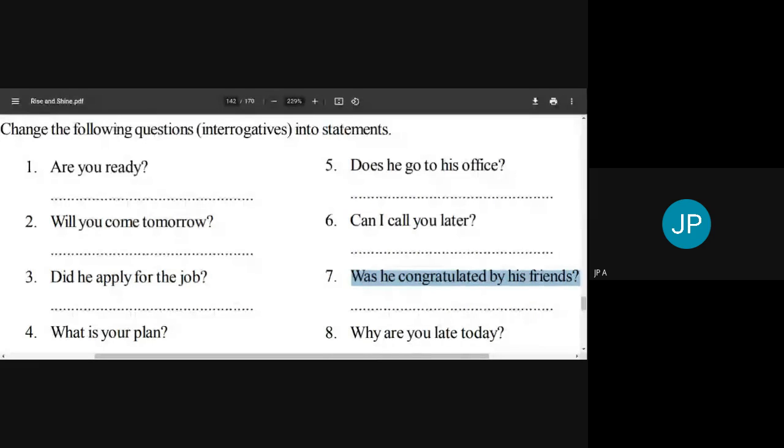Okay, next one, you just need to change the word order. You don't have to remove anything. You just remove the question mark and change the word order and you will have a proper sentence. Yes, Aishwarya, Jyotika and Anjana. That is right. He was congratulated by his friends.